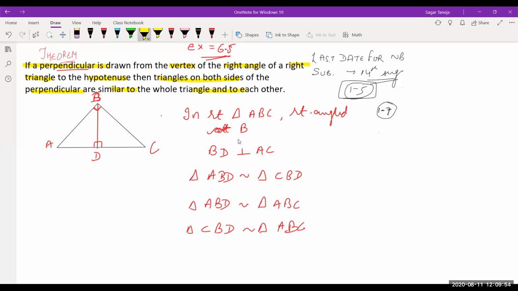So what I have written, if this is given in a question, then directly we can write this theorem in the solution, and afterwards we can write these things. It is useful. This triangle will be similar to this, and this triangle will be similar to the whole triangle, and this triangle also will be similar to the whole triangle. So all these triangles will be similar to each other. Simple. So how to use this theorem further? Note it down. We are moving on to the next.